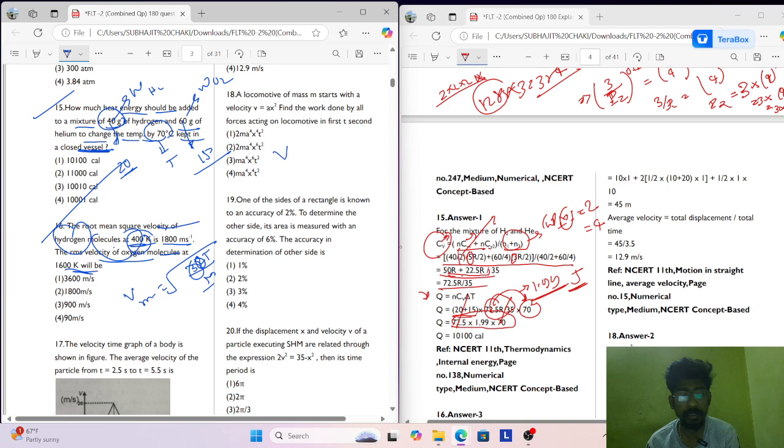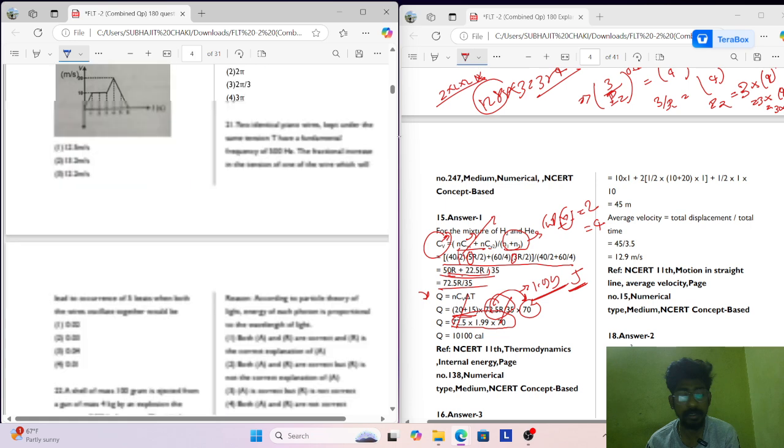So V of oxygen divided by V of hydrogen equals what? It equals root of T of oxygen divided by T of hydrogen, times mass of hydrogen divided by mass of oxygen.